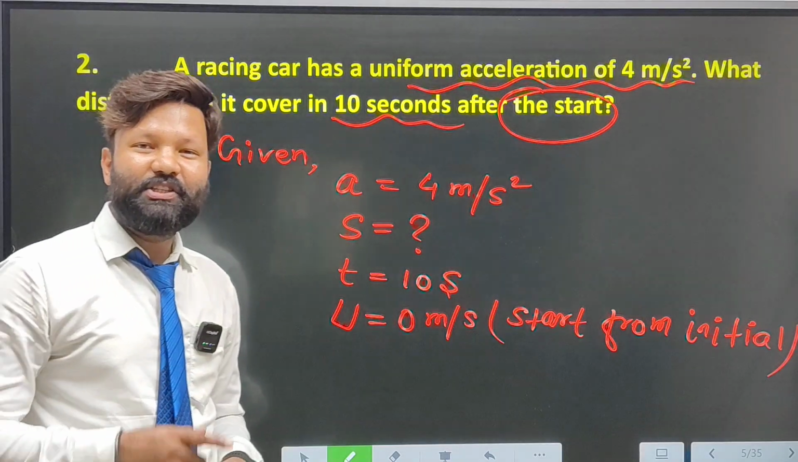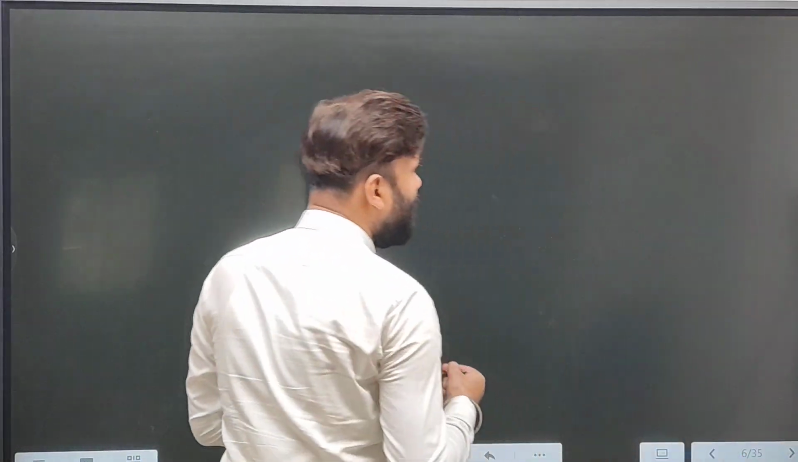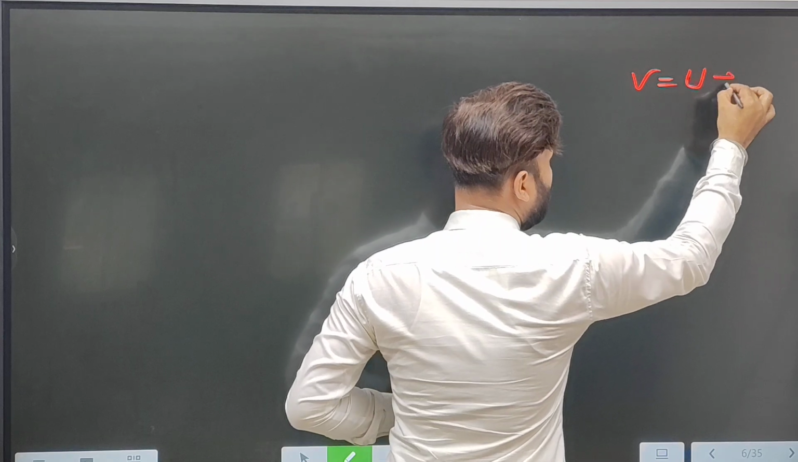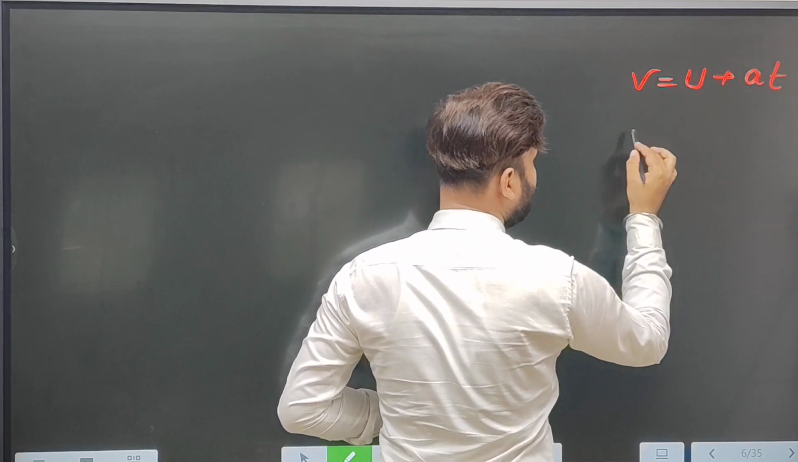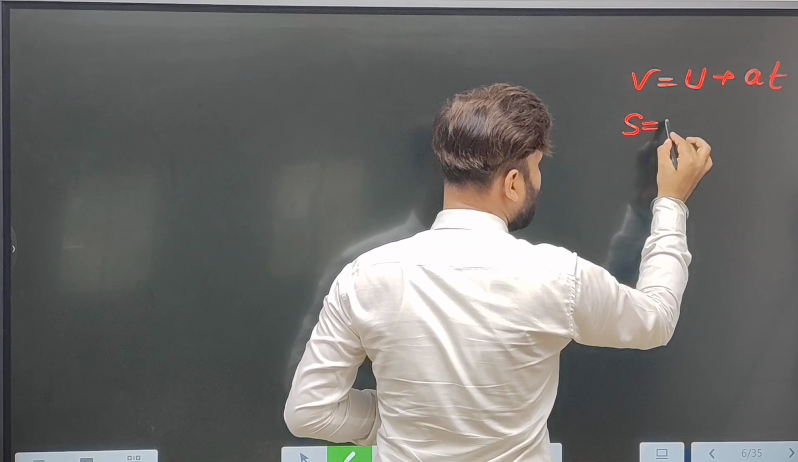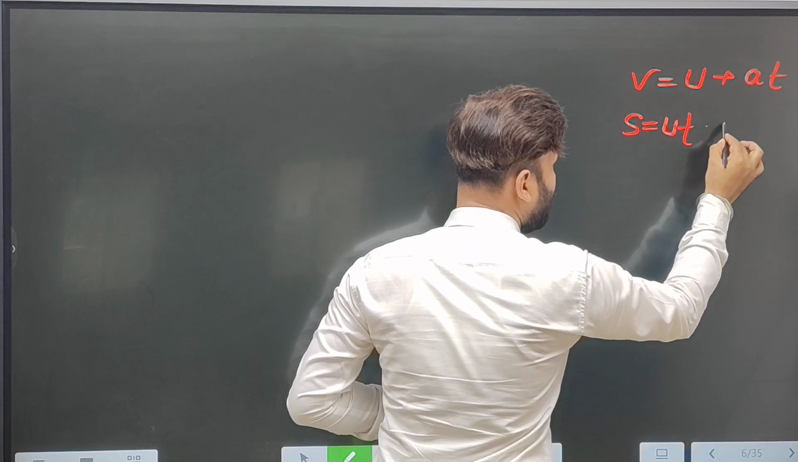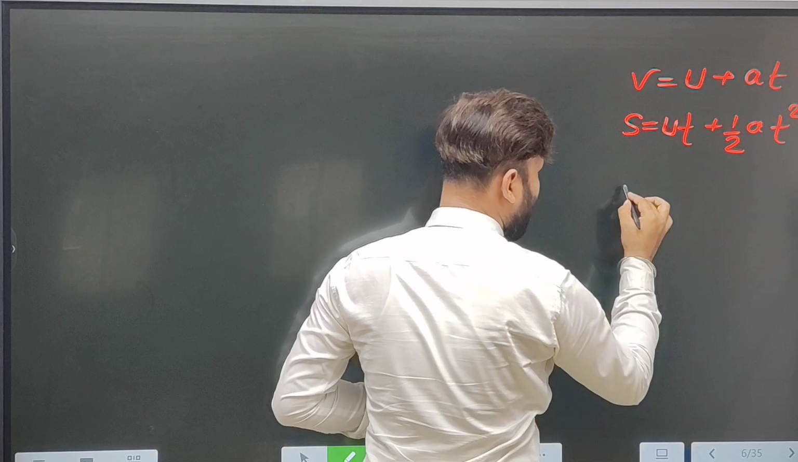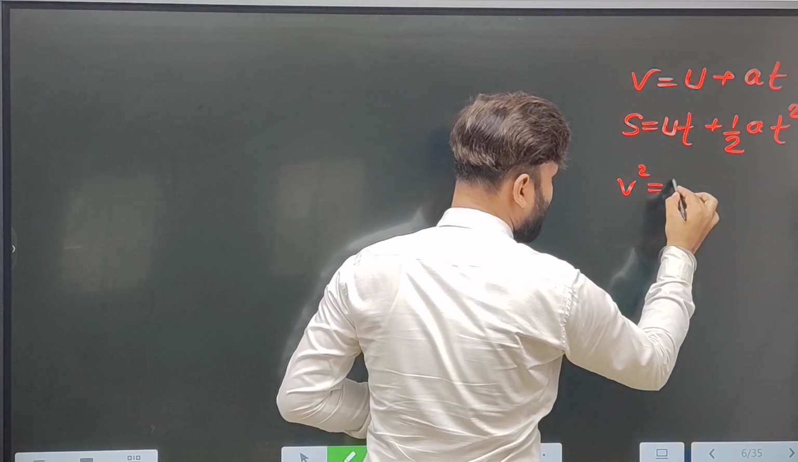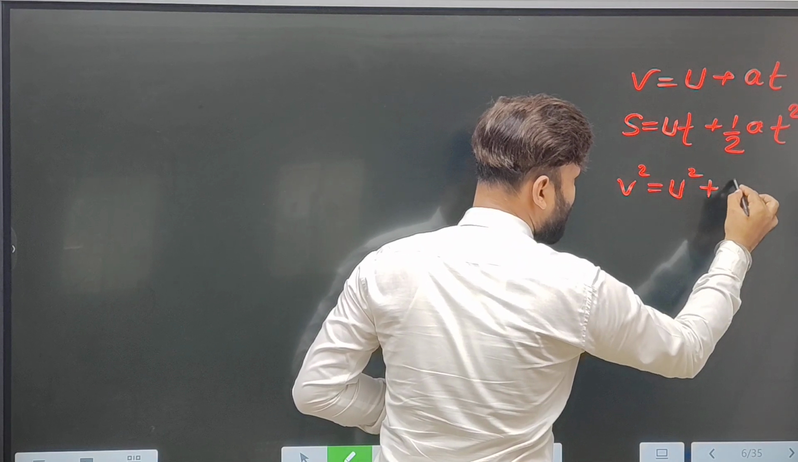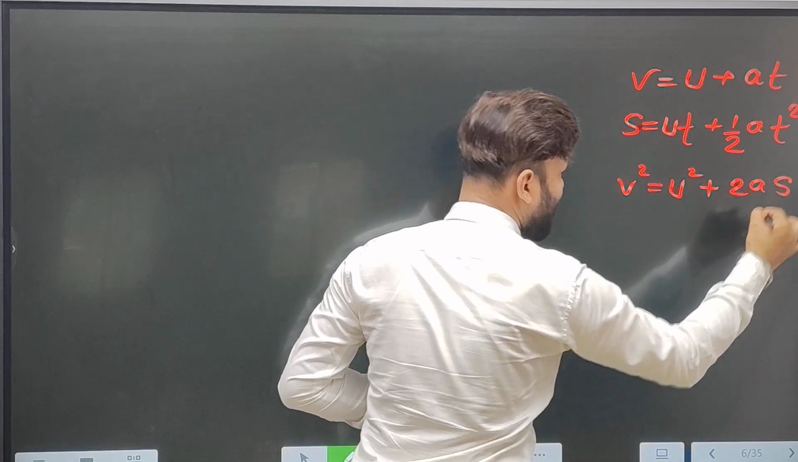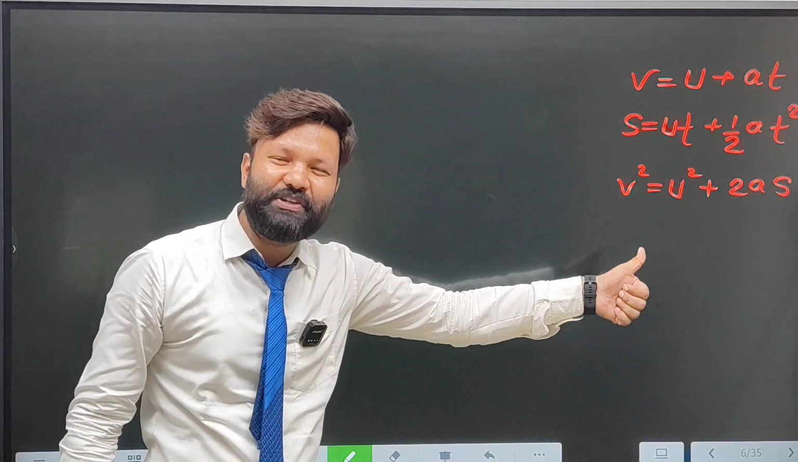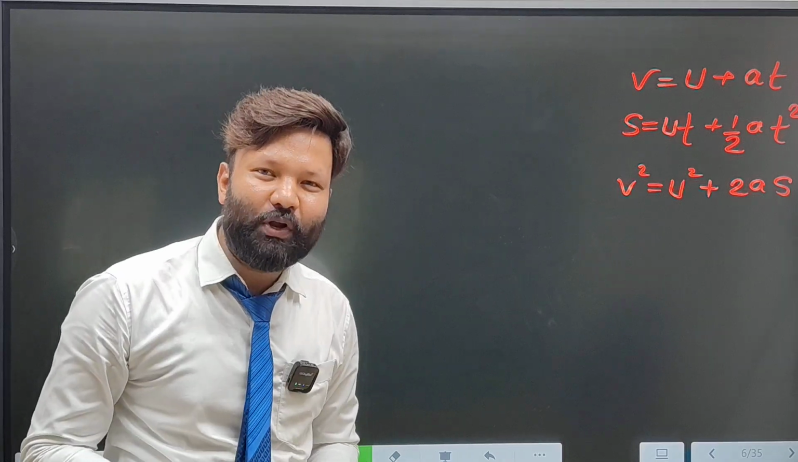Now there are 3 equations. What are the 3 equations? Number 1, V is equal to U plus AT. Second equation, S is equal to UT plus half AT square. Third equation, V square is equal to U square plus 2AS. So we have to use these 3 equations to find the solution of question number 2.